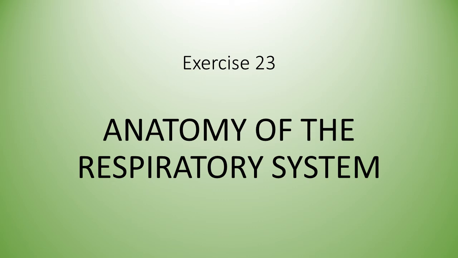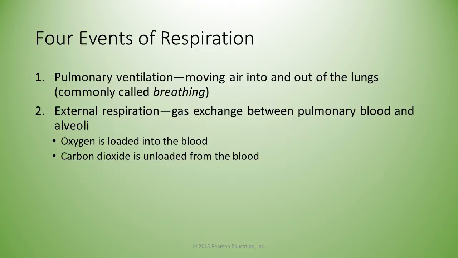Exercise 23 deals with the anatomy of the respiratory system. There are different events that occur in the respiratory system. We have pulmonary ventilation. This is what most of you refer to as breathing. This is getting the air to move into and out of the lungs. Number two, you have external respiration. This is the gas exchange that is occurring in the lungs between the pulmonary blood and the alveoli.